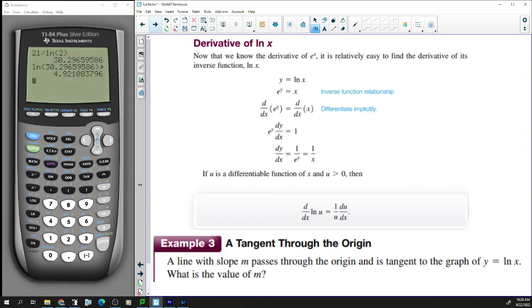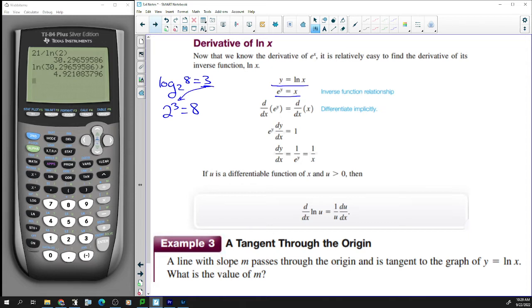Derivative of natural log of x. Now that we know the derivative of e to the x, it is relatively easy to find the derivative of its inverse function, the natural log of x. So they write y equals natural log of x, but then take it to exponential right away. For example, if you had log base 2 of 8 is equal to 3, that's just a true statement. And 2 to the third is equal to 8. So the top one is the log equation, the bottom one is the exponential. Logs always equal the exponent, so this is always the exponent right there.